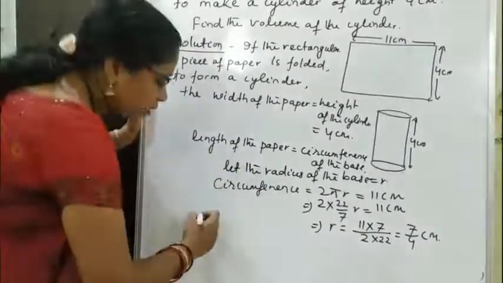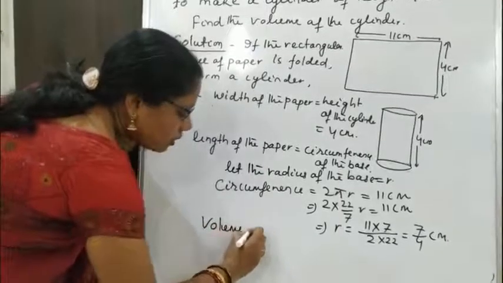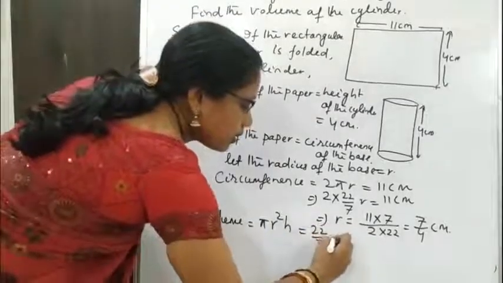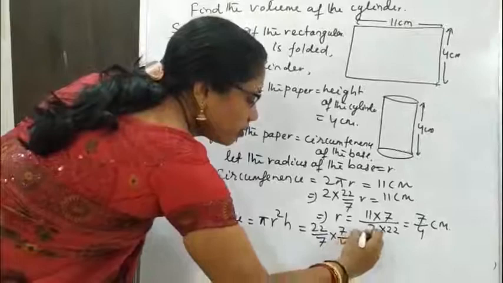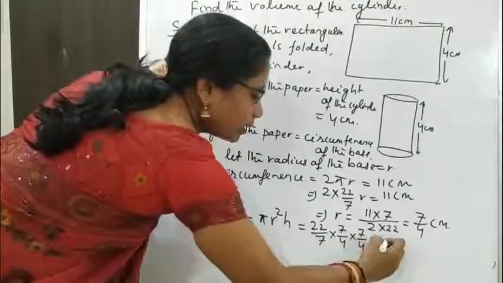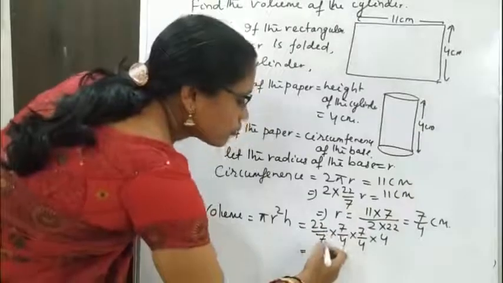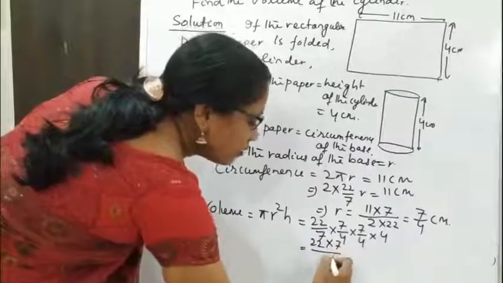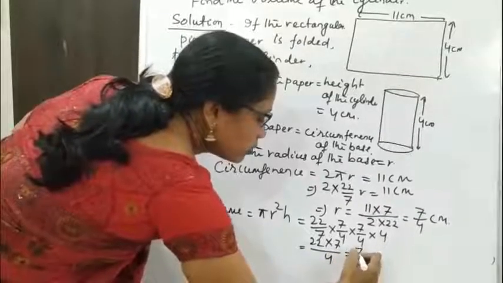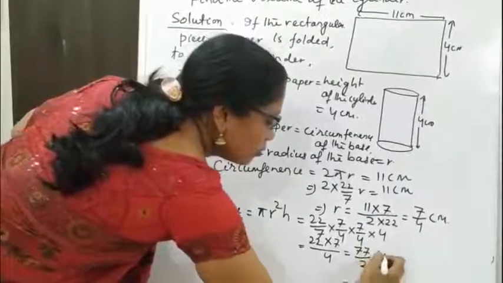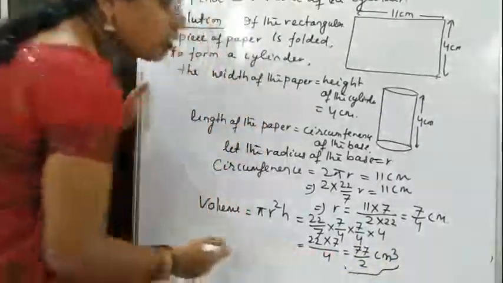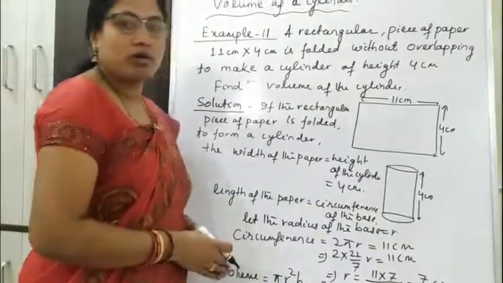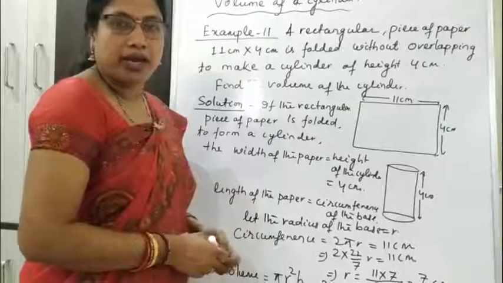Next we have to find the volume. So volume is equal to pi R square H. So this is equal to 22 by 7 multiplied with 7 by 4 multiplied with 7 by 4 and height is 4. So this is equal to 22 into 7 divided by 4. So this is equal to 77 by 2 centimeter cube. This is the volume of the cylinder. In this way you can use the volume formula of a cylinder, that is pi R square H.